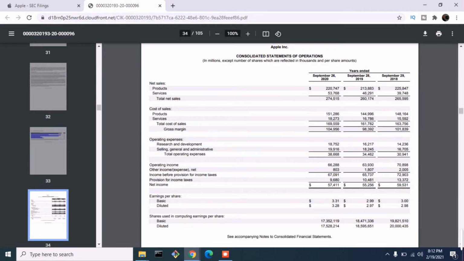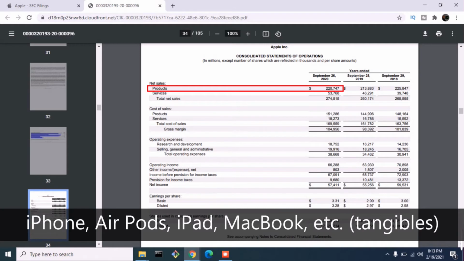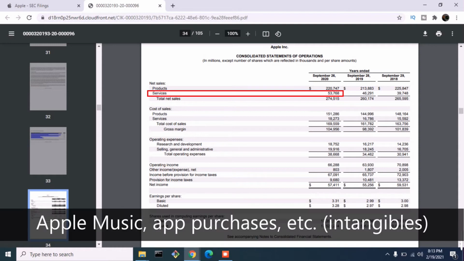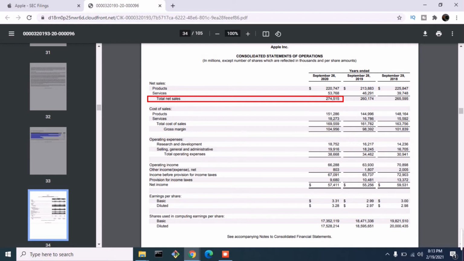So now you can see how Apple generates its revenue and where the money comes from that makes up their sales. They sell products, and they amounted to 220.7 billion because these numbers are in millions. And then from services, they earned 53.7 billion. And their total revenue, or their total net sales, amounted to 274.5 billion for the year ended September 26, 2020.